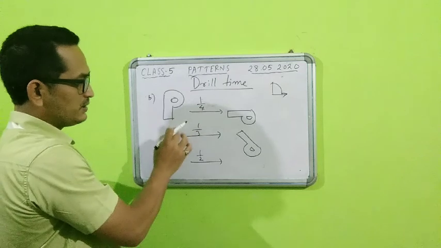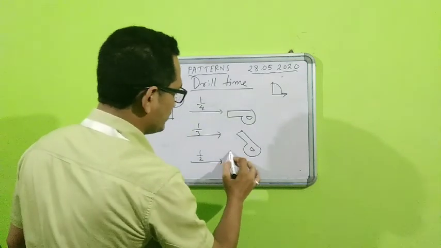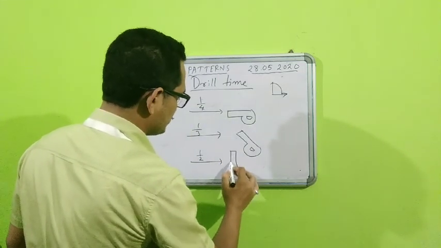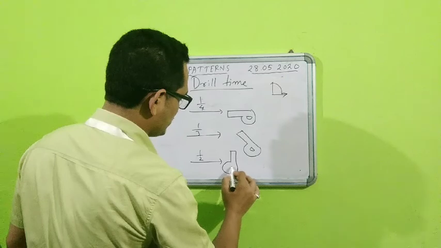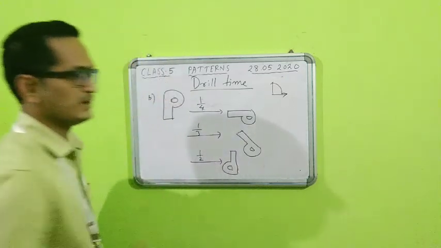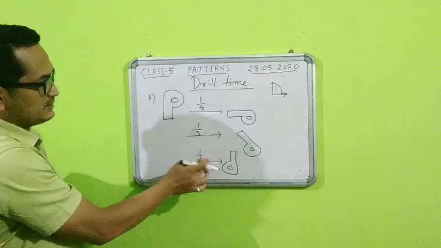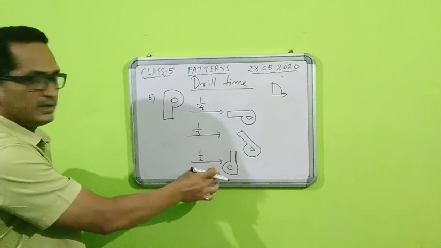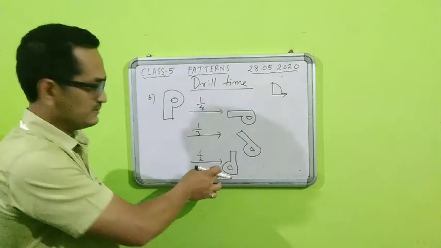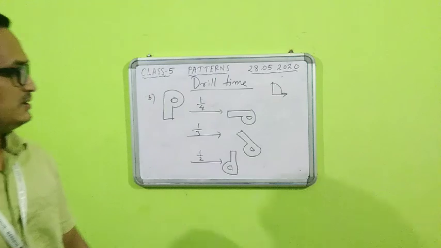That is, this top part will come to the bottom. So how will it look? It will look like this. This top part will come clockwise here, and it will look inverted. Fine. So this will be the half turn.